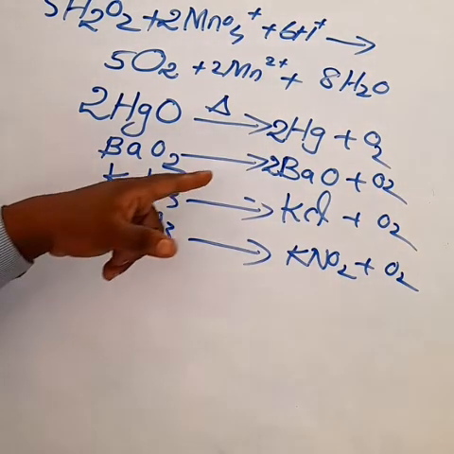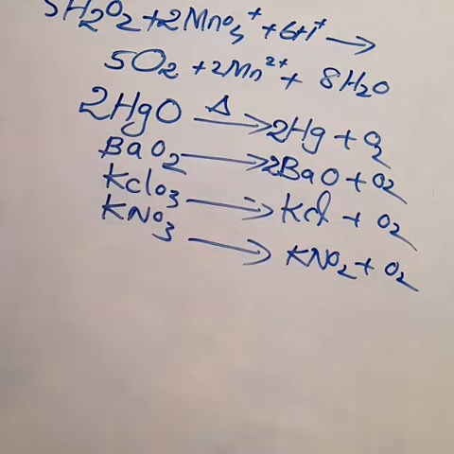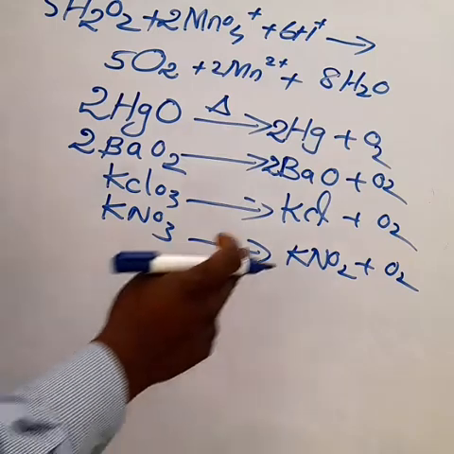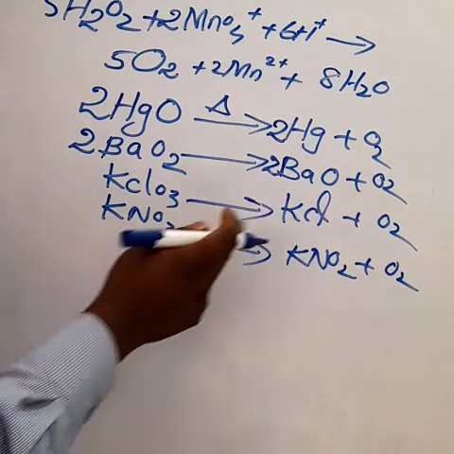Try to balance the equation: barium oxide plus oxygen gives barium peroxide. On the product side make it 2 BaO2. Next, potassium chloride formula, KClO3. This undergoes decomposition, we get KCl plus O2.